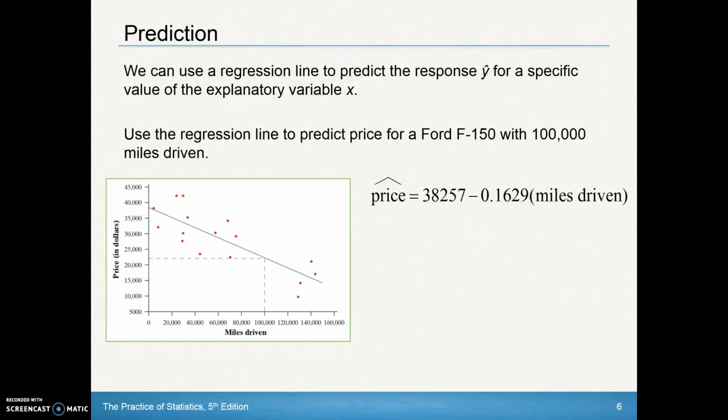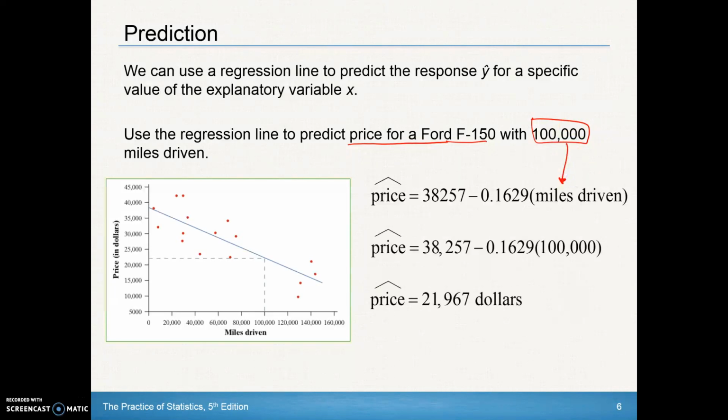All right, so if I wanted to predict what the price of a Ford F-150 is with 100,000 miles, well, we'll just put that 100,000 into the miles driven and do some simple calculations and come up with $21,967. And if we go on the graph, we go up 100,000 for the miles and go over, we get that value between $20,000 and $25,000, and specifically $21,967 based off the equation.